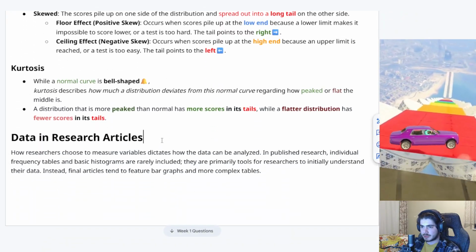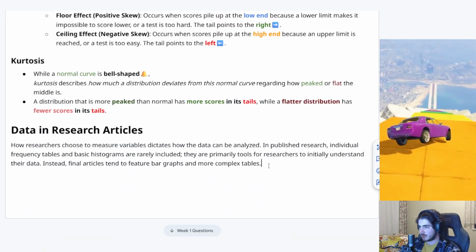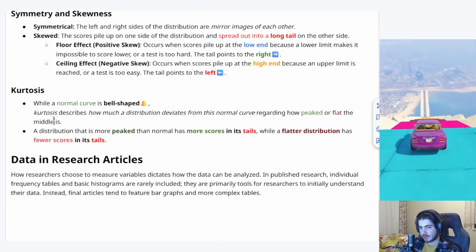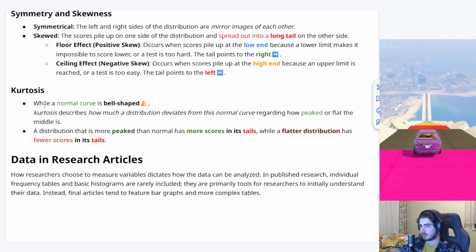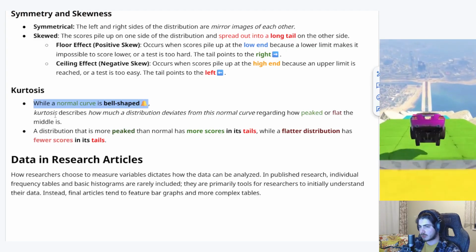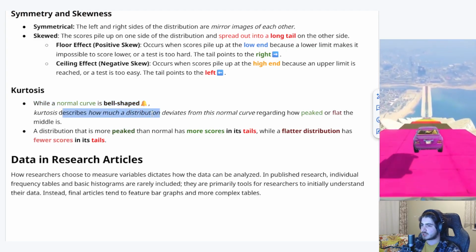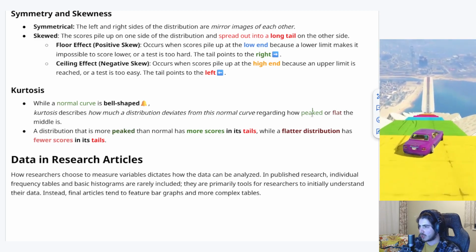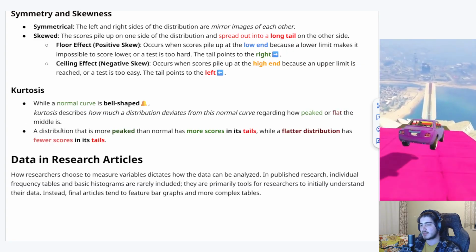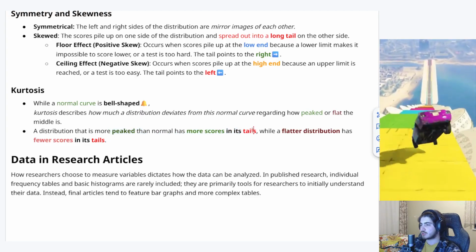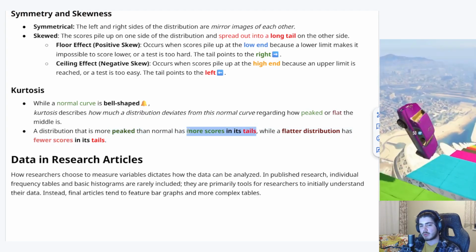I really don't understand kurtosis. If you do, explain to me. Let's check the actual definition so I don't give any wrong information. Well, a normal curve is bell-shaped. Kurtosis describes how much a distribution deviates from the normal curve regarding how peaked or flat the middle is. A distribution that is more peaked than normal has more scores in its tails. This is what we're looking at.